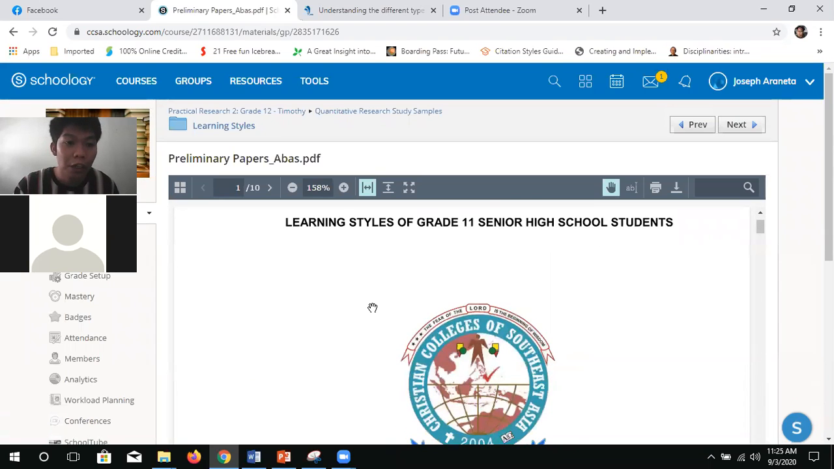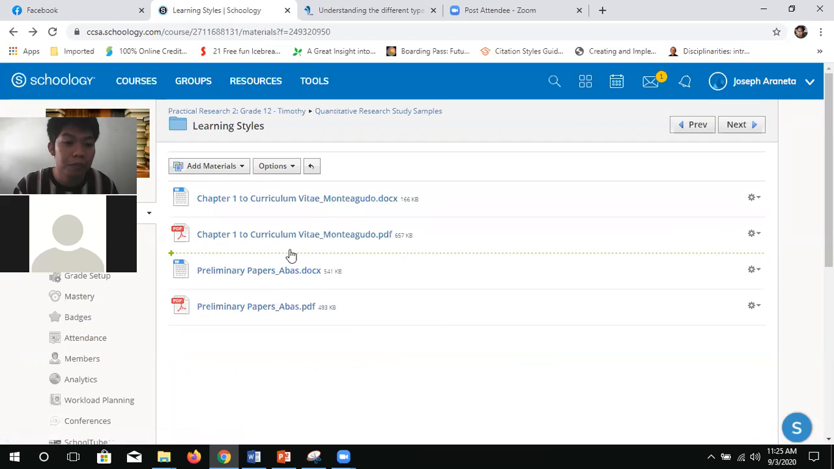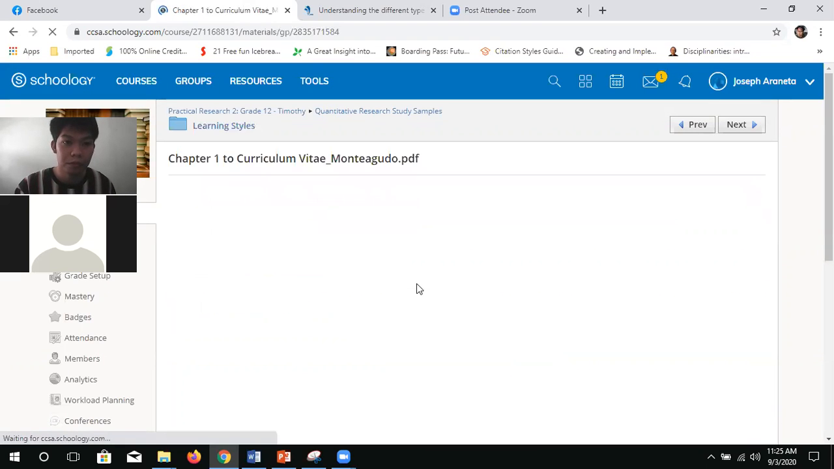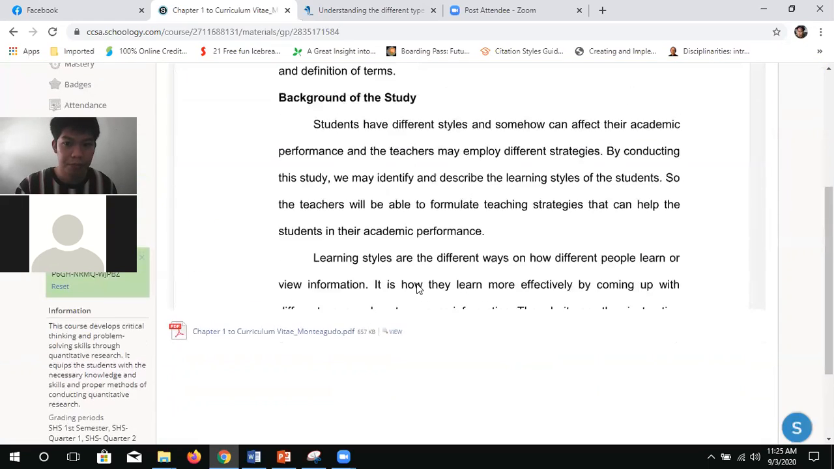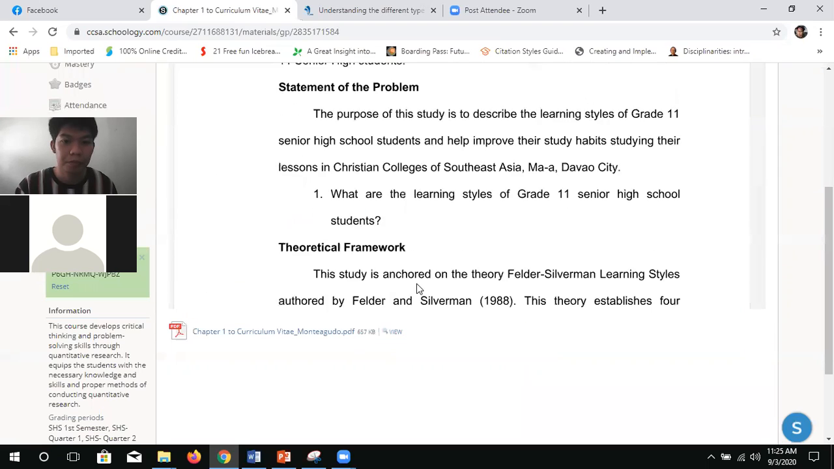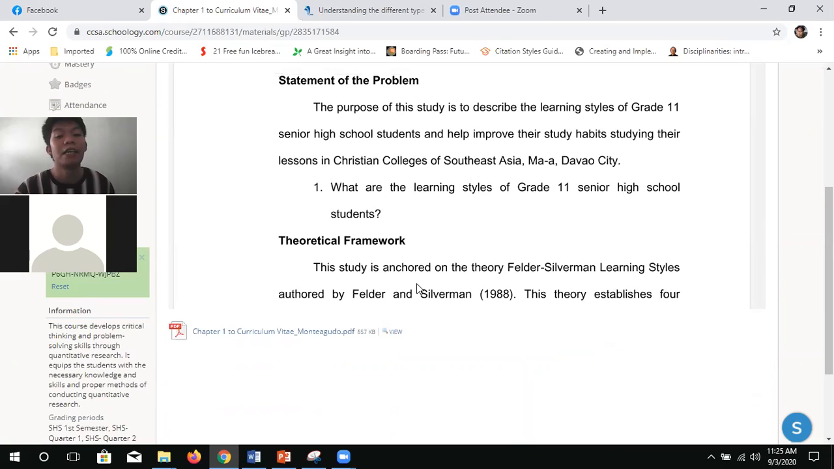That's why yung SOP or statement of the problem, itong SOP nila ito lang: what are the learning styles of grade 11 senior high school students? Ito lang SOP nila, kasi they're only dealing with the learning styles of their respondents.